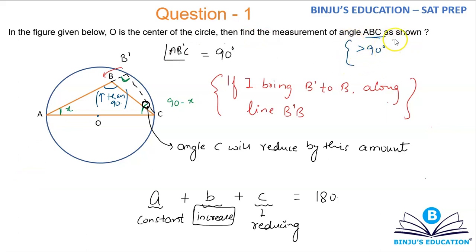So you're going to have four options in the exam: equal to 90, less than 90, greater than 90, or cannot be determined. Your answer is greater than 90. Cannot be determined is not the correct answer that you're looking for. Alright, so I hope this question is clear to everyone, as well as the concept.